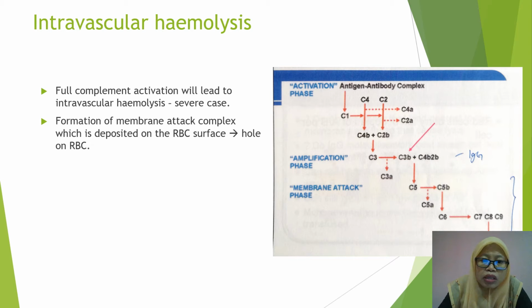So in this diagram, it shows phase by phase how complement activation occurs. The first phase is the activation phase, which starts with the antigen-antibody complex. The next phase is the amplification phase, and the final phase is the membrane attack phase. The formation of the membrane attack complex, which is deposited on the RBC surface, is strong enough to form a hole on the RBC and eventually cause the RBC to lyse.